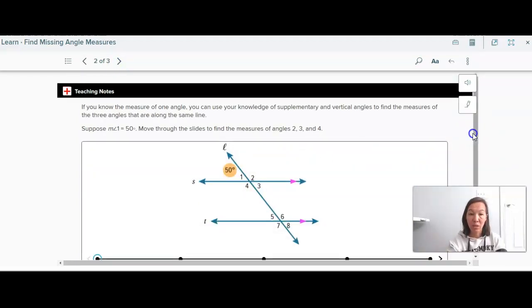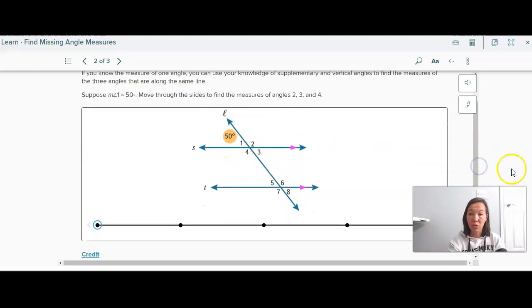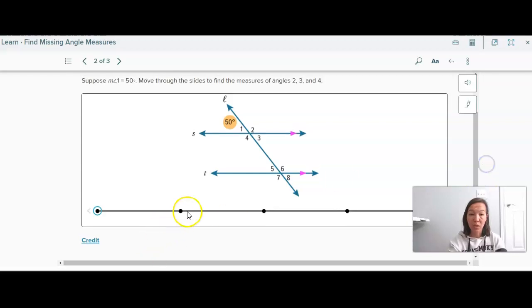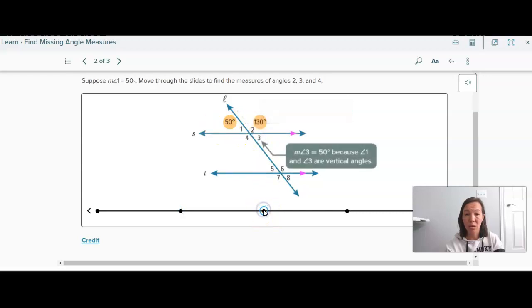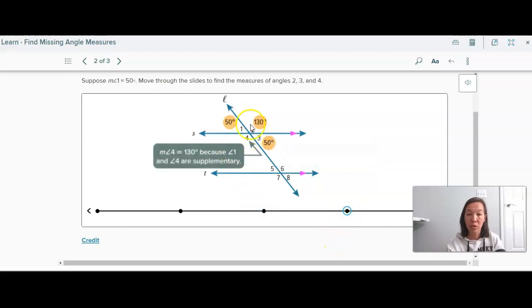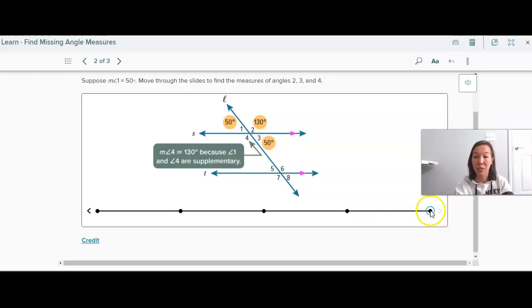So if I know one angle is 50 degrees, then I know a bunch of these other angles. What's the measure of angle 2 going to equal? Well, 1 and 2 have what kind of relationship? Those ones are supplementary, so this has to be 130 degrees. And then angle 3 is a vertical angle with angle 1, so if 1 is 50, then 3 has to be also 50 degrees. And 2 and 3 are also supplementary, so these also have to add up to 180. And then 4 is vertical with 2, so that one's 130, or supplementary with angle 3. So there's a lot of different ways we can look at these relationships here.